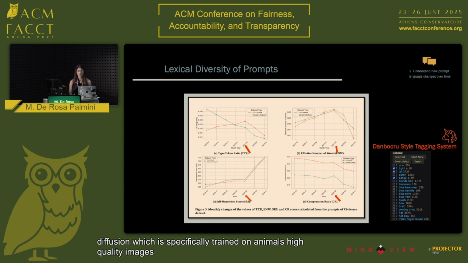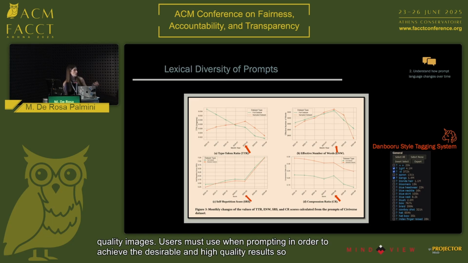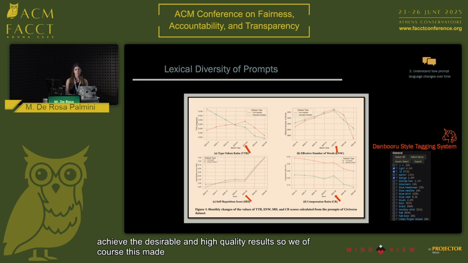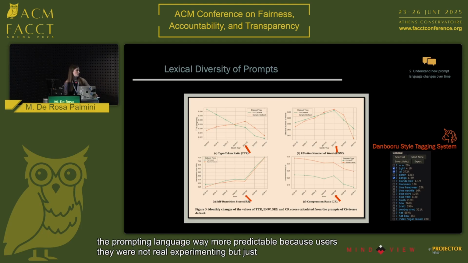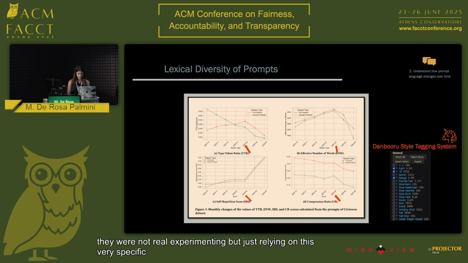basically a vocabulary database of very specific tags that users must use when prompting in order to achieve the desirable and high-quality results. So of course, this made the prompting language way more predictable, because users were not really experimenting, but just relying on these very specific tags.